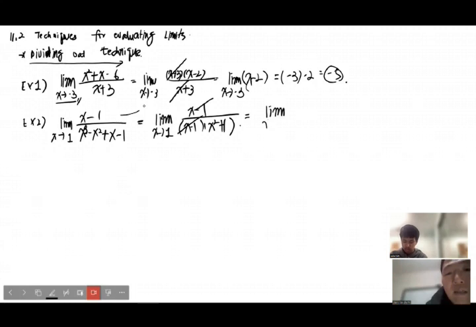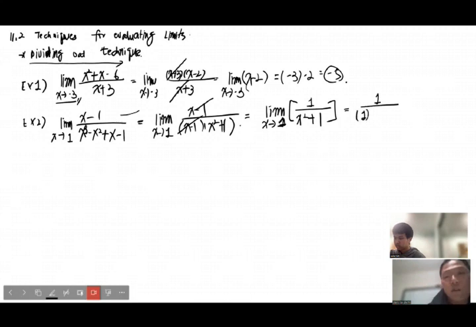The numerator becomes 1 after canceling out the x - 1 term, and the denominator is x squared + 1. And x now approaches 1, so we only need to plug 1 into this function. That is 1 over 1 squared + 1, which is 1 over 2. That is the answer for this problem.